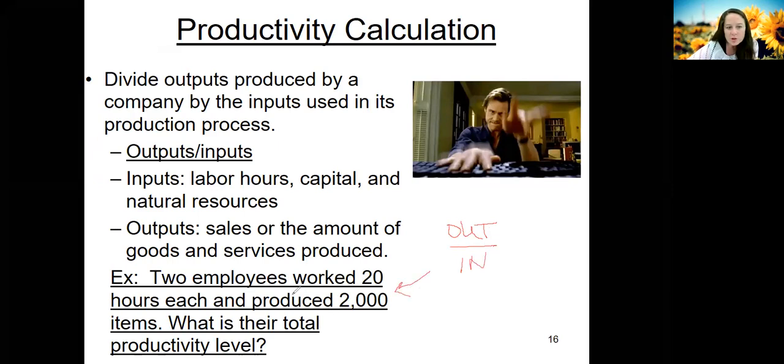2 employees work 20 hours each and produce 2,000 items. What is their total productivity level? So they produced 2,000 items, so that's your output. And then our input would be how many total hours they worked. There's 2 employees, and each employee works 20 hours. So 20 plus 20 is 40. 2,000 divided by 40, their productivity level is 50.